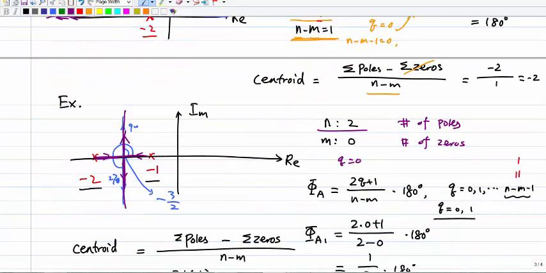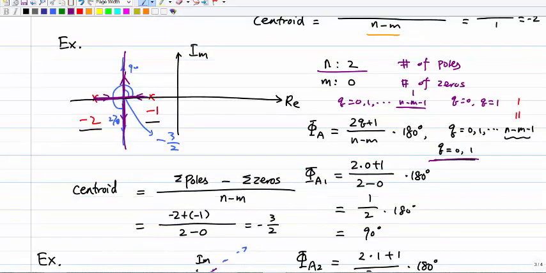So q can be selected from 0, 1, until n minus m minus 1. The upper limit is this value. So n minus m is 2 minus 0, minus 1 is 1. So you can only do 0, then 1, until 1. So you only have 2 values. You can select q is 0 and q is 1, the 2 values. You cannot do q is 2, because it is greater than this value, larger than n minus m minus 1. You can only select q from 0 until n minus m minus 1. That's why I have q is 0 and q is 1.